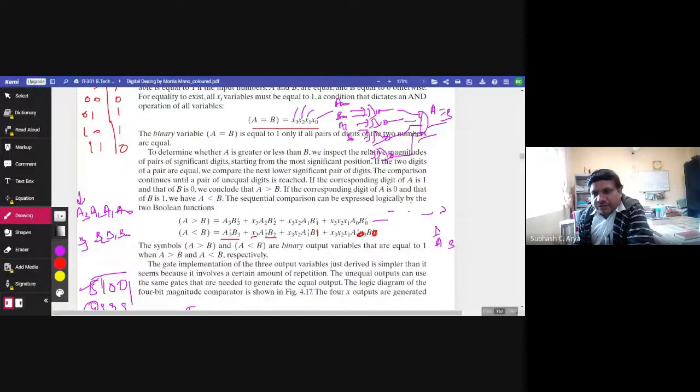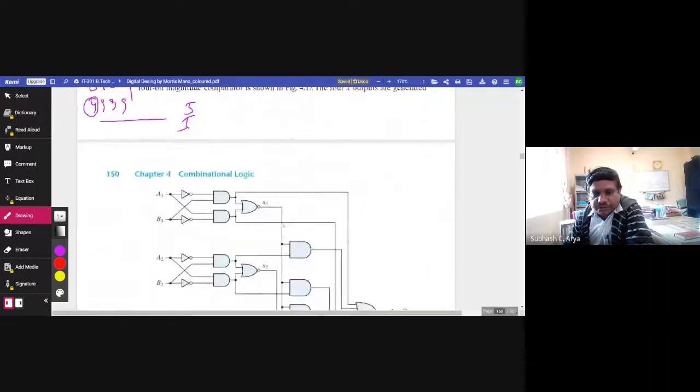The way I told, you take four inputs like this: A3, A2, A1, A0, and here B3, B2, B1, B0. Put a NOT gate also here so that you can get the complement. After that, realize this circuit, this one and this one. These X3 are coming from here, like X0, X1, X2, X3. Try to implement the circuit from your own logic instead of just copying from this book.